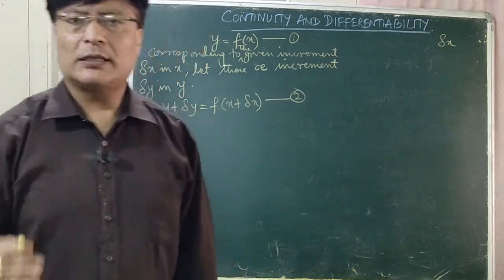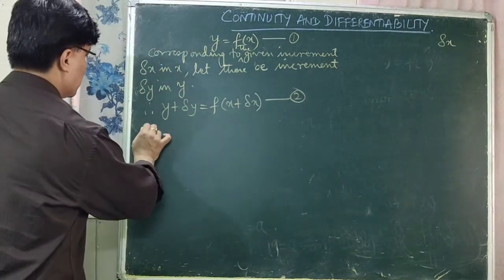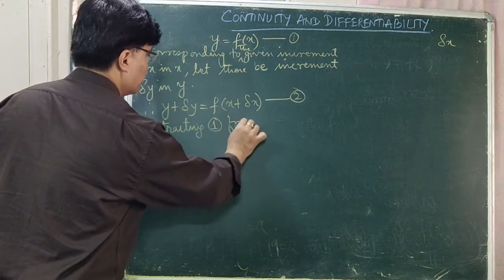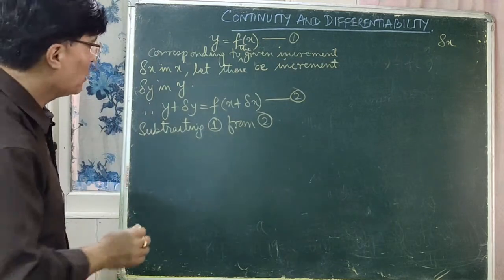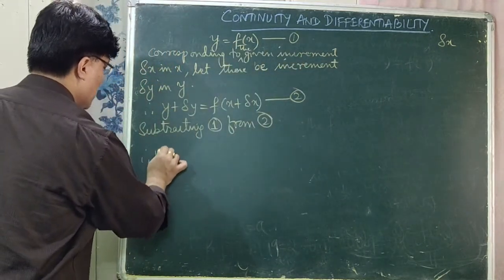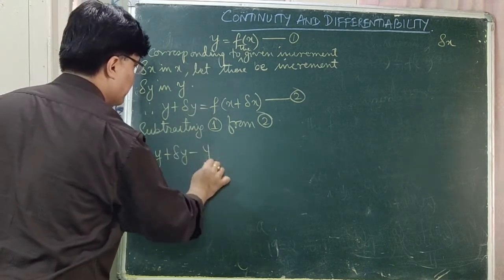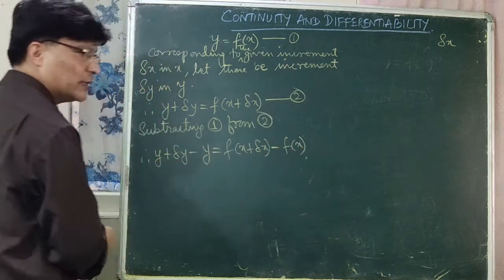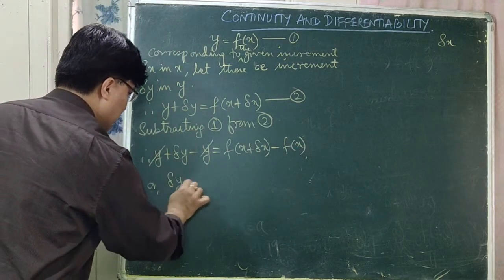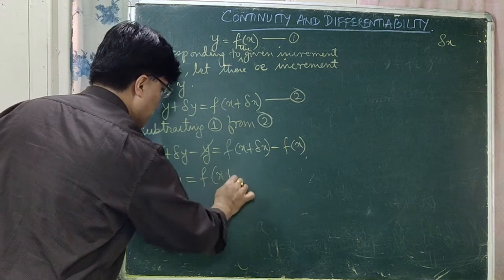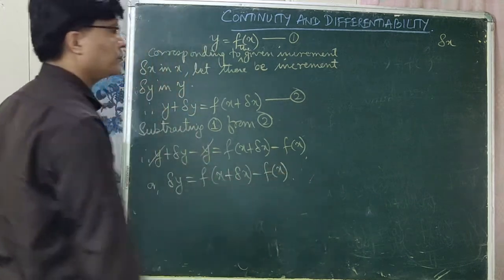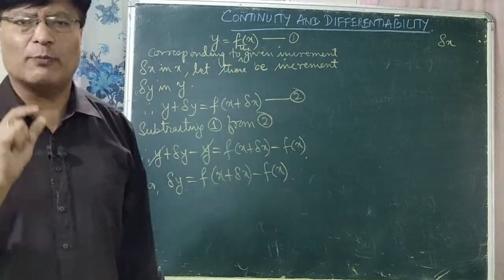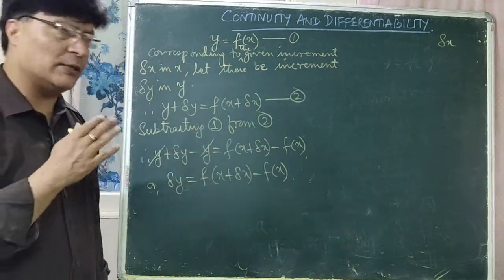Now let us subtract 1 from 2. So subtracting 1 from 2, what happens? Y plus delta y minus y is equal to, on the right hand side, f of x plus delta x minus f of x, right? So here y gets cancelled, and delta y is equal to f of x plus delta x minus f of x. Here delta x is a very small positive or negative quantity, and similarly delta y also.